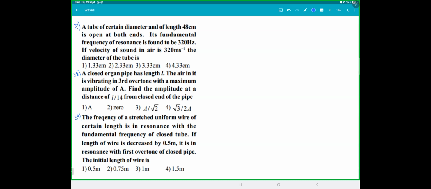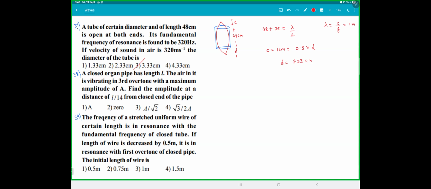A tube of certain diameter of length 48 centimeters open at both ends. That means there'll be two end corrections. So this is E, this is 48 centimeters, and this is E. So 48 plus 2E must be lambda by 2. Lambda is nothing but C by F. In this case, it is 1 meter. So basically, end correction is 1 centimeter. End correction is nothing but 0.3 times the diameter. So diameter will be 3.33 centimeters plus. Clear.